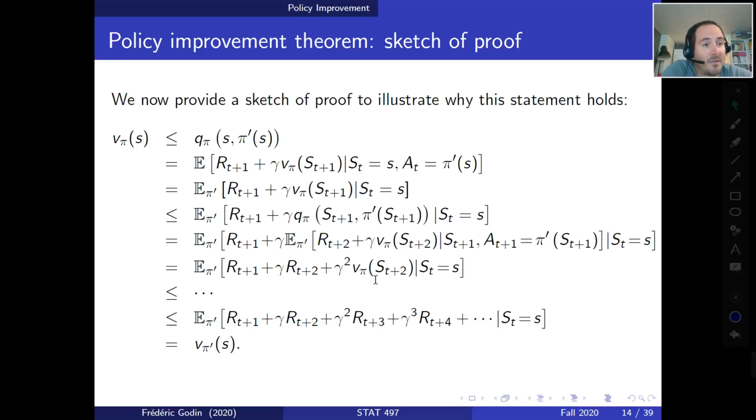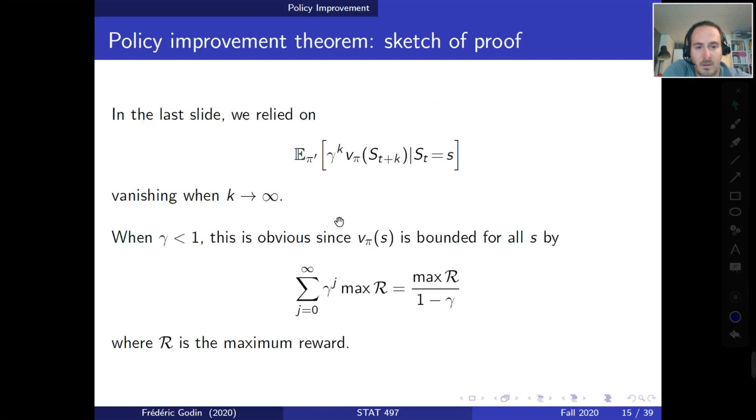Then you might ask, what if gamma is equal to 1 and you have a continuing task? So you don't have absorbing states, or you might not reach these states. Well, the answer is, in these cases, the value function itself might not exist, because if you sum undiscounted rewards over an infinite number of time steps, that expectation might be infinite. So this proof would not work for undiscounted continuing tasks, but the value function wouldn't even be defined, probably, in these cases. Well, for many of these cases, maybe not all.